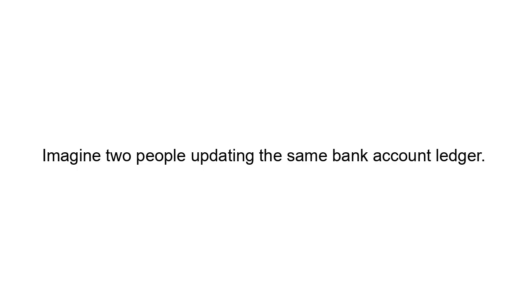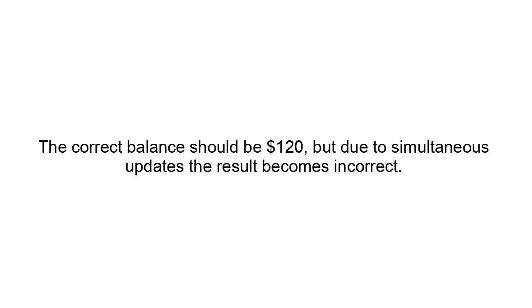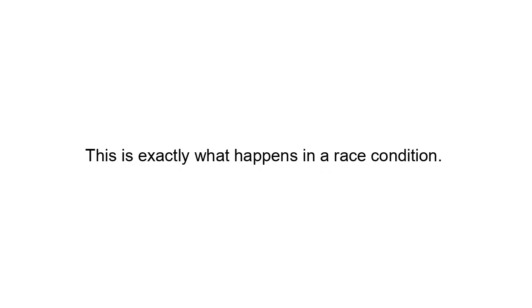Real-life analogy. Imagine two people updating the same bank account ledger. Person A reads the balance, $100. Person B reads the same balance, $100. Person A adds $50, making it $150. Person B subtracts $30, making it $70. The correct balance should be $120. But due to simultaneous updates, the result becomes incorrect. This is exactly what happens in a race condition.